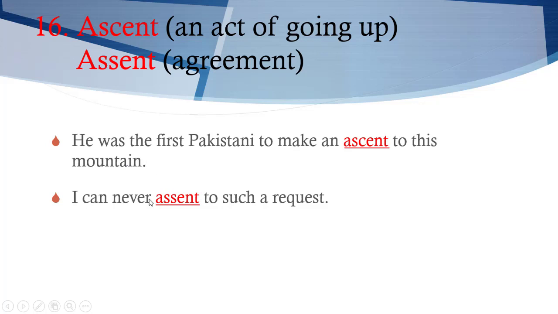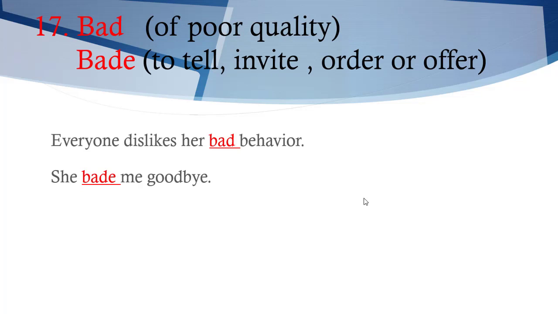The second word, assent, as in, I can never assent to such a request, means I can never show an agreement to such a request.